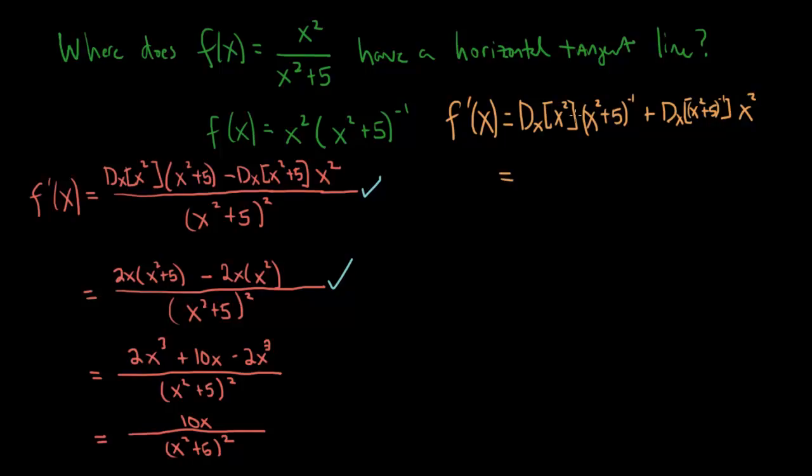So what's the derivative of x squared? It's 2x. So we get 2x times x squared plus 5 to the negative 1 power, plus what's the derivative of x squared plus 5 to the negative 1 power? Well, that's a chain rule proposition.